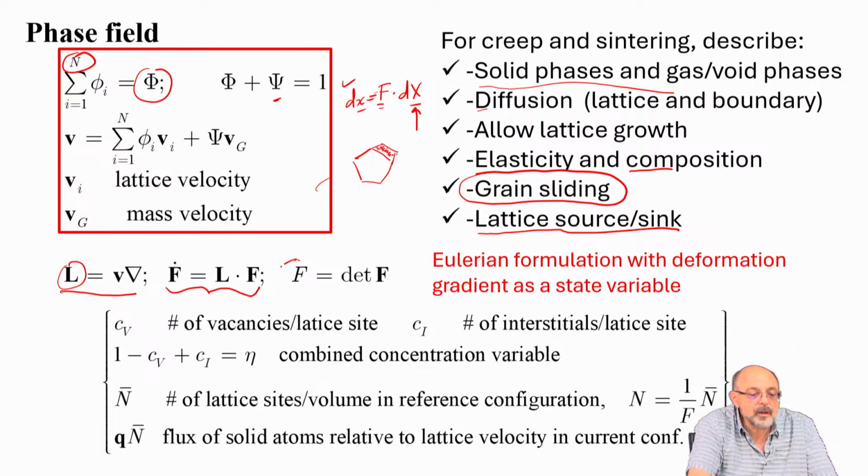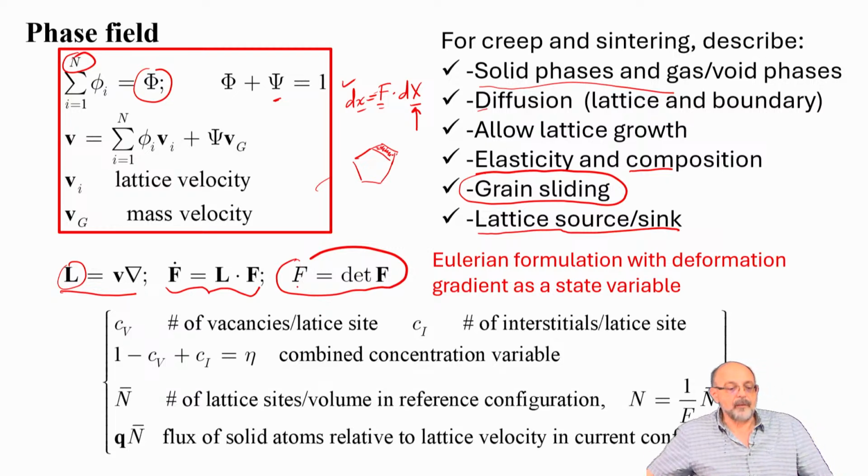But I need to follow this F, and I will denote its determinant with an italic f. So let C_V be the number of vacancies per lattice site. So this is vacancy density per lattice site, and C_I the number of interstitials. We don't have to deal with interstitials, but we can put them all together and define a new concentration variable, 1 minus C_V plus C_I. Let's call it eta.